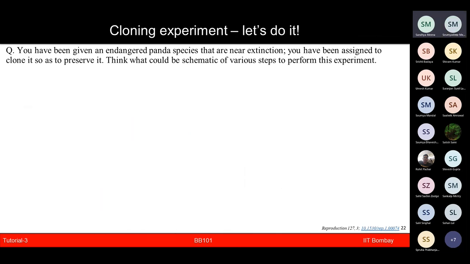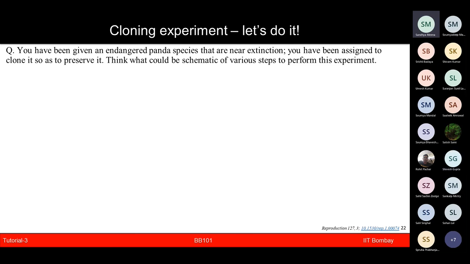And so you have been given an endangered panda species. Now you have to clone a particular gene from that panda to preserve it. So what could be the schematic of the various steps to perform this experiment? Any ideas? Somebody just give me a small idea. What are you going to do? How are you going to clone? Anything? At least where are you going to start?